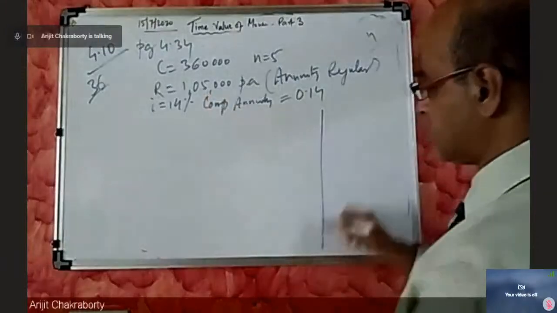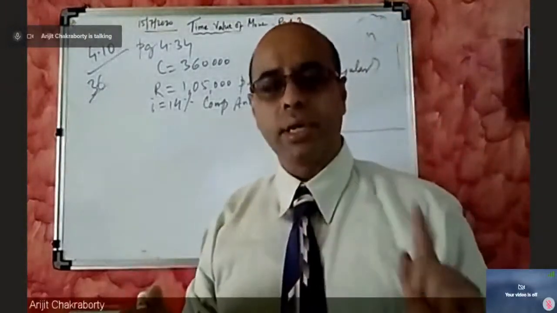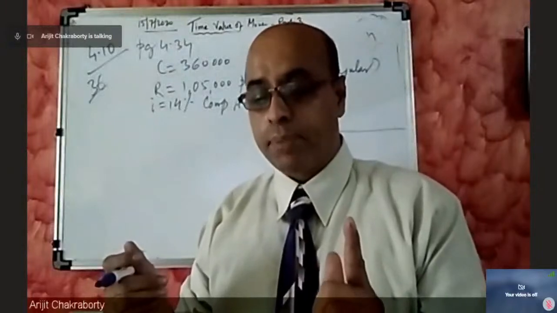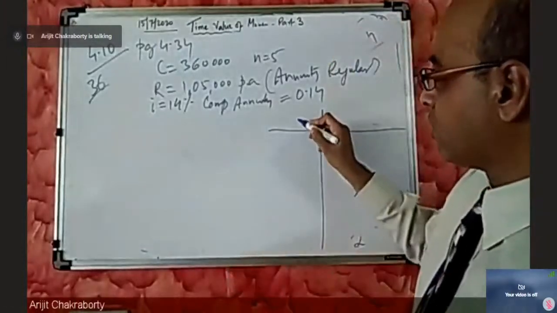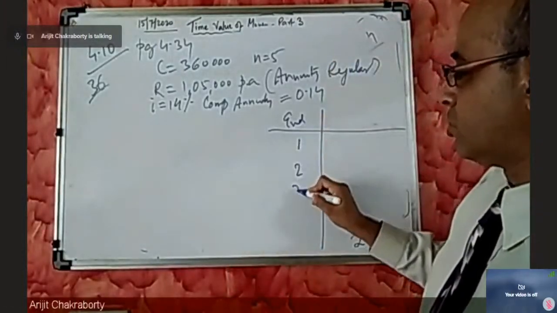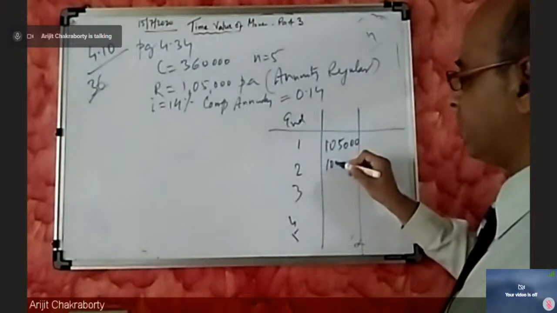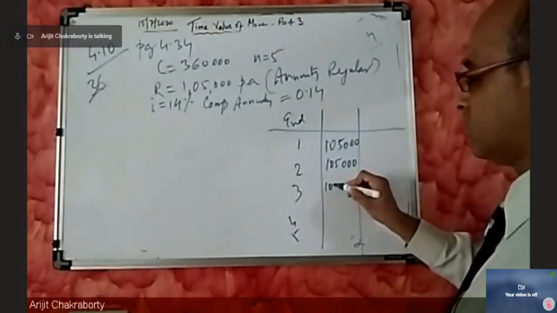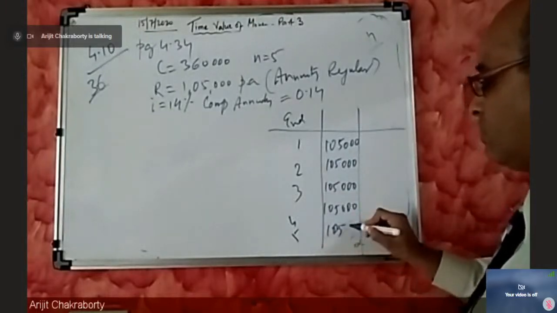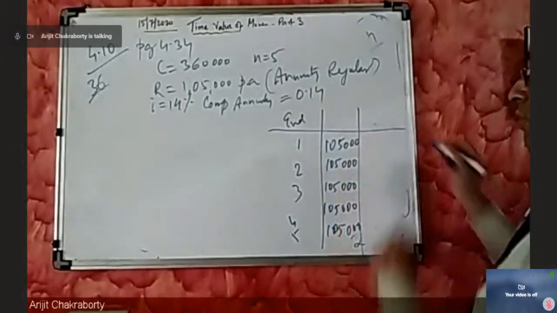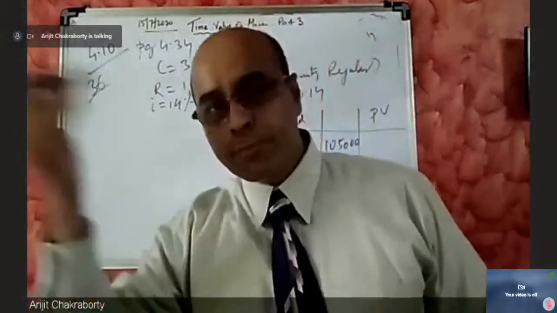Fine. So if I just draw it here, please pay your full attention now, because a most important thing of capital budgeting and present value discounting I'm explaining. Very, very important. So now at the end of year 1, 2, 3, 4, 5, I am making 1,05,000 payment every year, including the 5th year. But the present value of the 1,05,000 which I am paying at the end of 1 year, what is that?